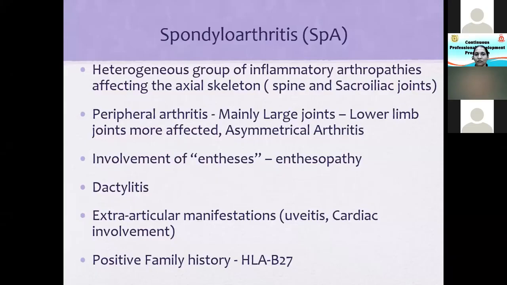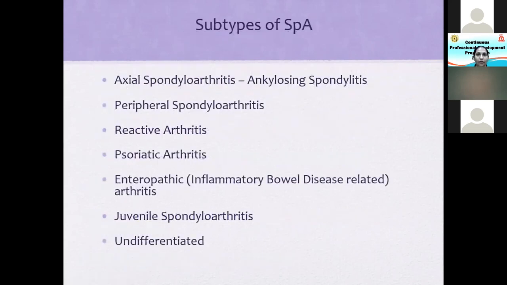Enthesopathy, enthesitis, that is involvement of the entheses, is also very characteristic. I told you what an enthesis is earlier. And dactylitis, that is the diffuse swelling of digits. Extra-articular manifestations like uveitis, cardiac involvement, and a positive family history or association with HLA-B27 is also seen with spondyloarthritis.